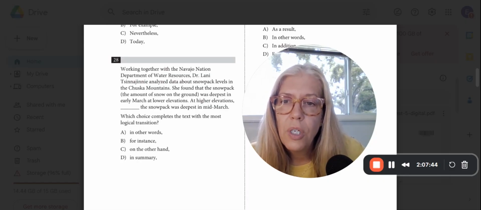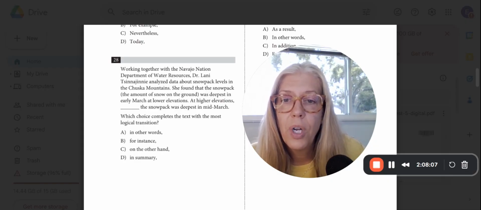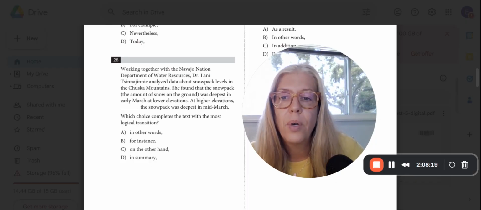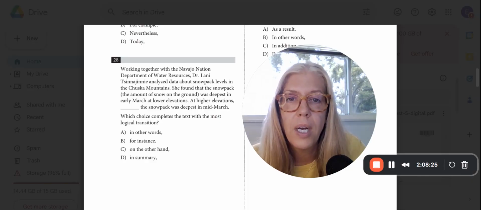Working together with Navajo Nation Department of Water Resources, Dr. Lanai analyzed data about snowpack levels in the Chuska Mountains. She found that the snowpack, the amount of snow on the ground, was deepest in early March at lower elevations. And then it seems like it's going into a contrast here, right? At higher elevations, the snowpack was deepest in mid-March. So at lower elevations, it was early March. At higher elevations, it was mid-March. On the other hand, at higher elevations, the snowpack, so that we're going for our contrast.